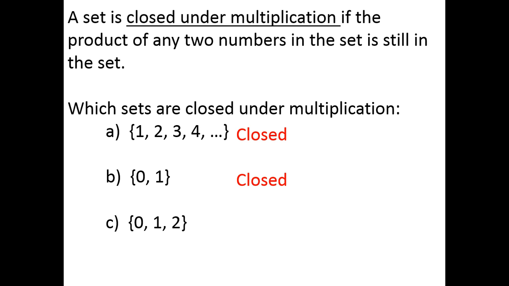How about this set? It contains 0, 1, and 2. Can we multiply any number inside this set times any other number inside this set, including multiplying a number times itself, and get something inside the set? And in this case, we can't. The problem is, if we multiply 2 times 2, we get 4, and 4 is outside of this set, so it would be considered not closed under multiplication.